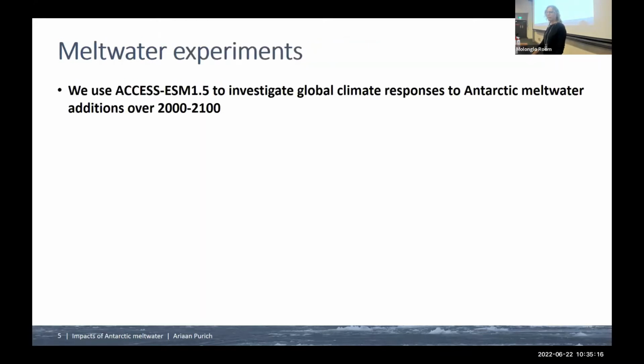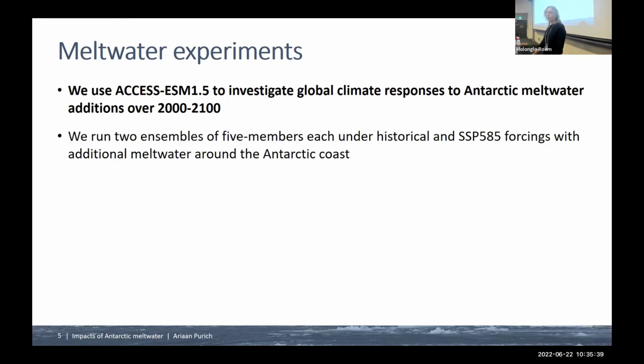So in this study, we use ACCESS-NRI 1.5 to investigate global climate responses to Antarctic meltwater additions over 2000 to 2100. We chose ACCESS-NRI 1.5 because we need a coupled model for our simulations. We're interested in the ocean, sea ice, and atmosphere responses. And ACCESS-NRI 1.5 was computationally affordable, so we could run the ensemble sizes that we needed. We run 2 ensembles of 5 members each on historical and SSP 5-8.5 forcings, with additional meltwater added around the Antarctic coast.